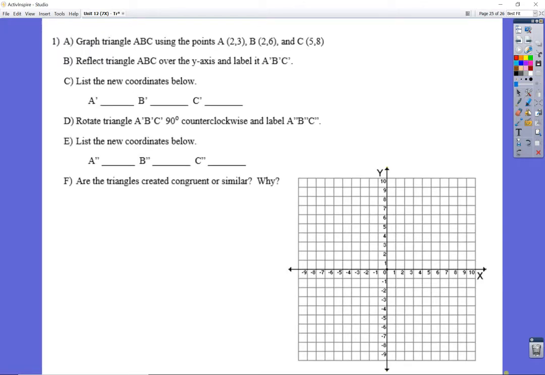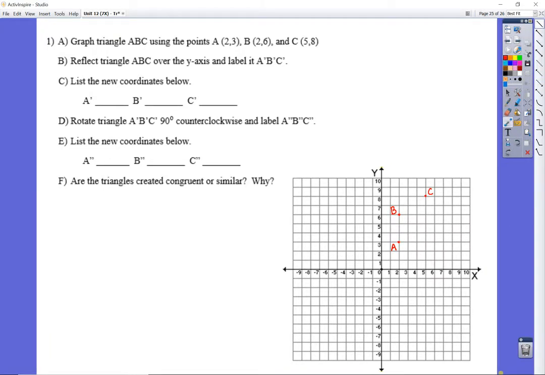Let's look at the examples together. Example number 1, Part A. Graph triangle ABC using the given points. (2, 3) is A, (2, 6) is B, and (5, 8) is C. Once you have those plotted, you're going to use a straight edge to connect.